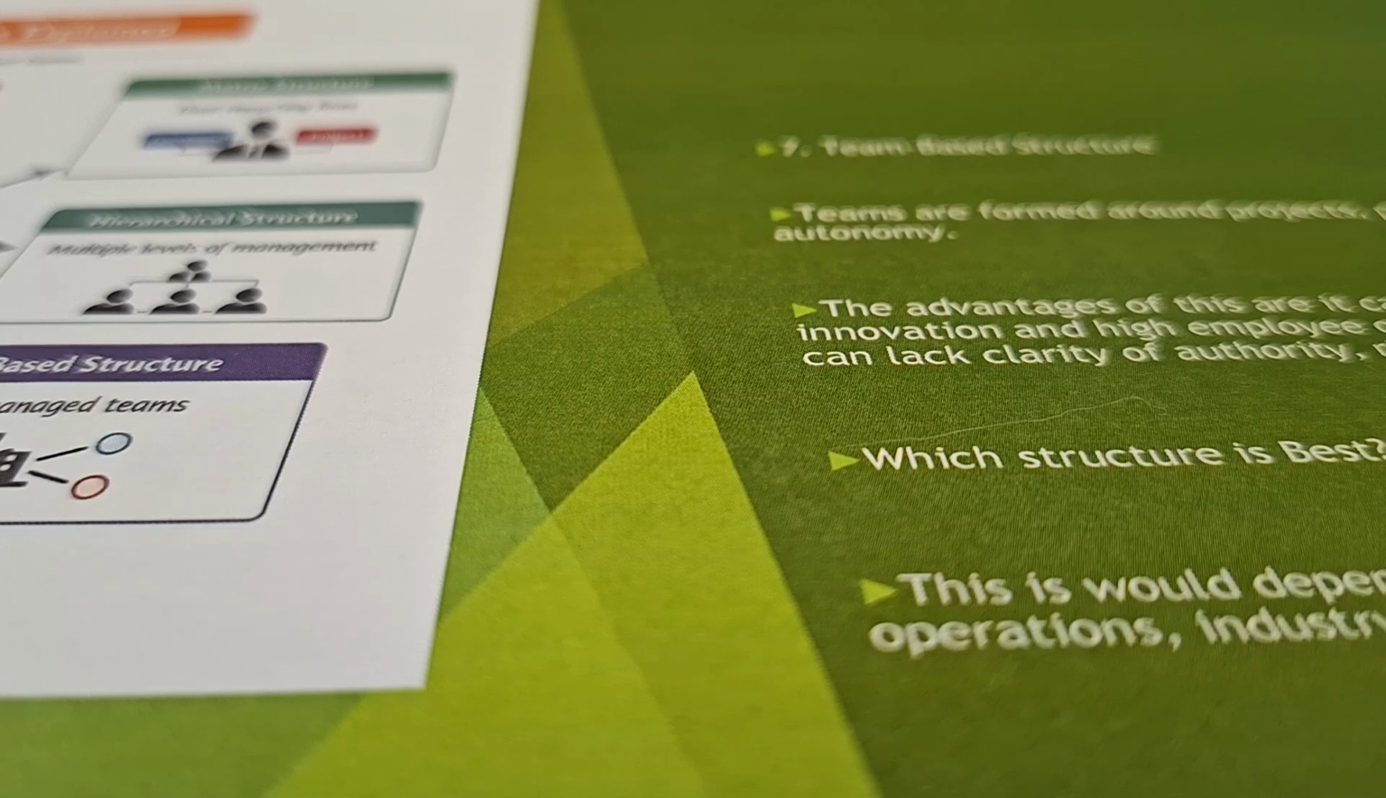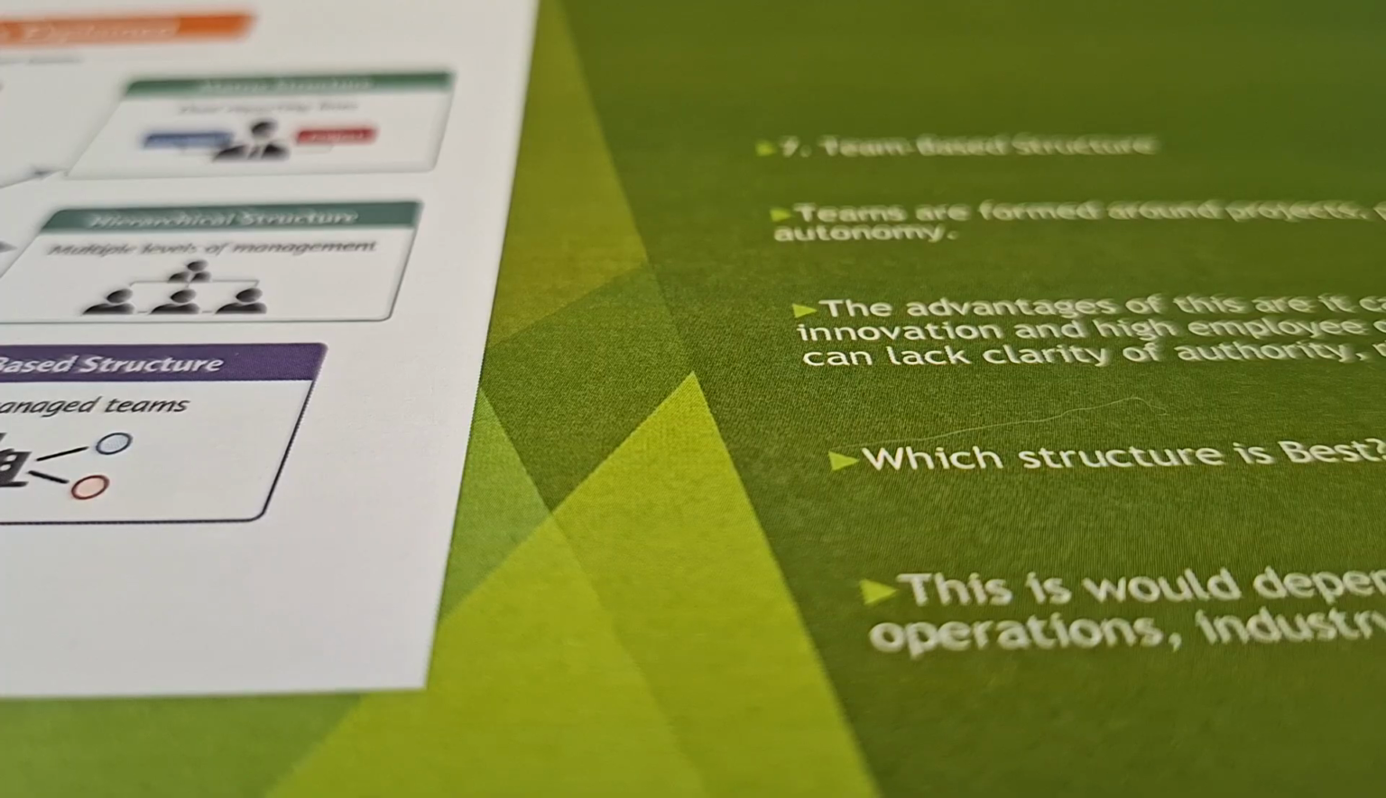Hierarchical structure. This is a traditional structure with multiple levels of management and a clear chain of command. The advantages to this are there will be clear reporting lines and control, defined career paths, and this works well in environments needing consistency. The disadvantages are you could get slow communication, and employees may feel less empowered.